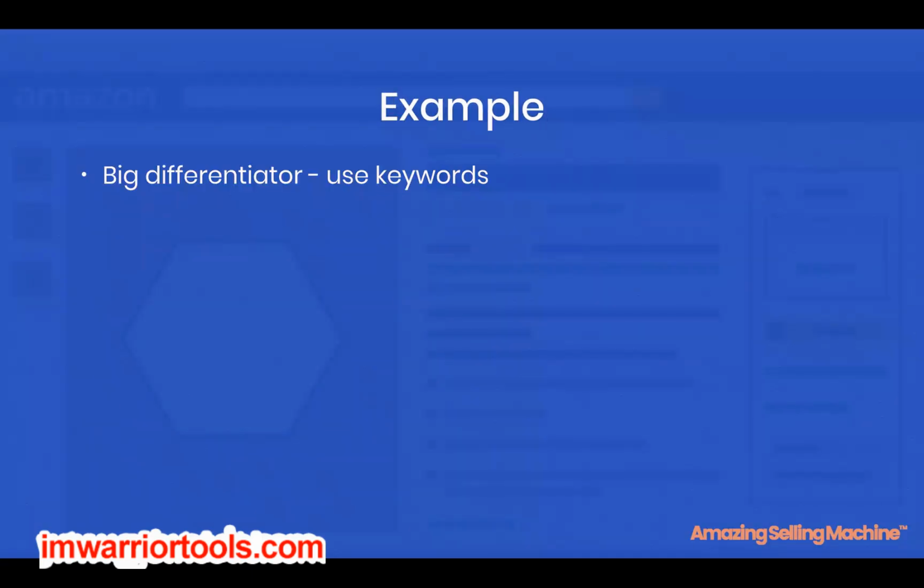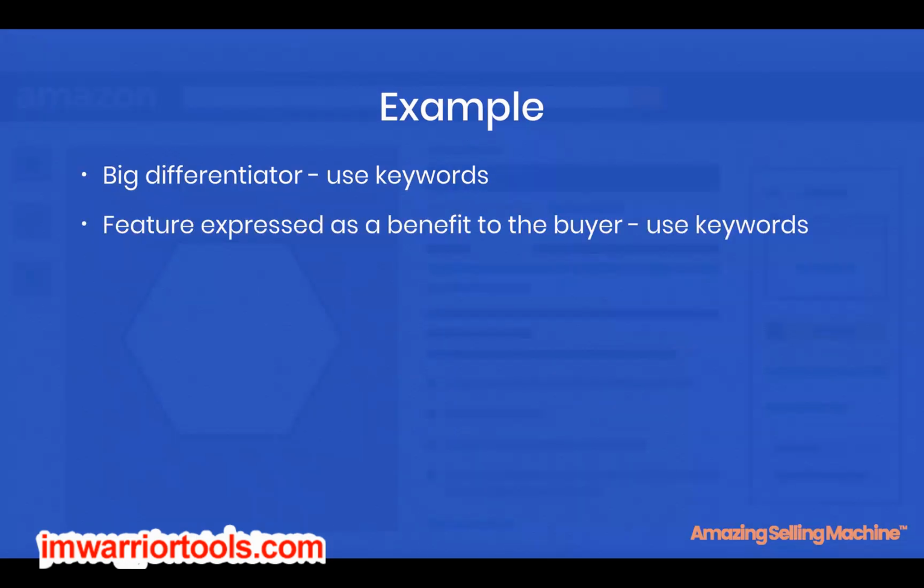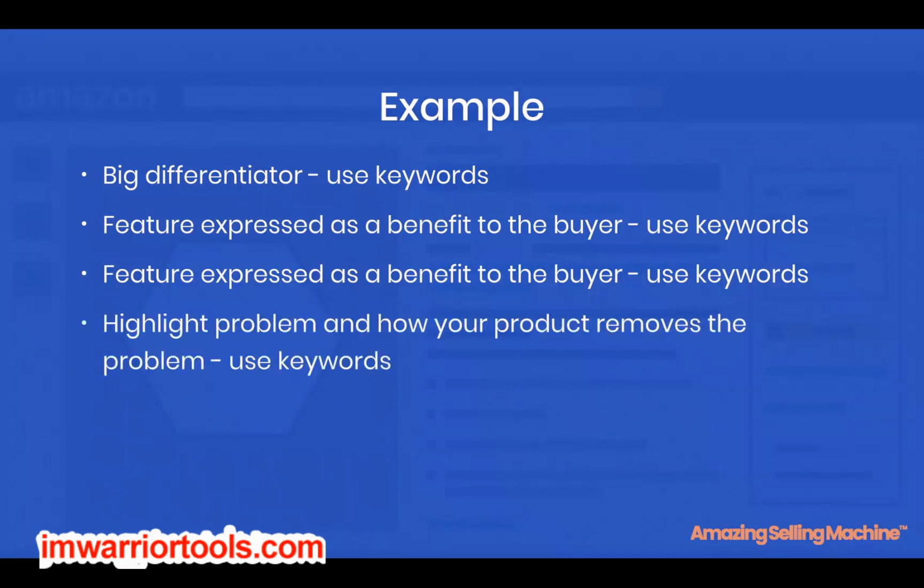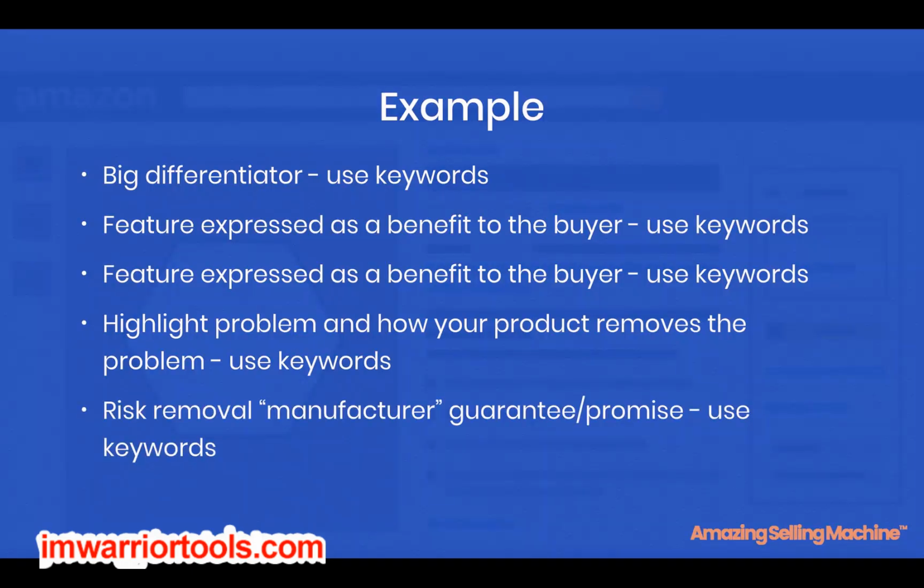So here's an example. Your first bullet point: big differentiator, and use keywords. Your second bullet point could be a feature expressed as a benefit to the buyer, and again, use keywords. The third bullet point, a feature expressed as a benefit to the buyer, and again, use keywords. The fourth bullet point, highlight a problem that you know competitors have and how your product removes the problem, and again, use keywords. Lastly, the risk removal: a manufacturer guarantee or promise, and again, use keywords. Now, as you'll see, you don't have to stick to this. This is just an example of 5 bullet points you could use.